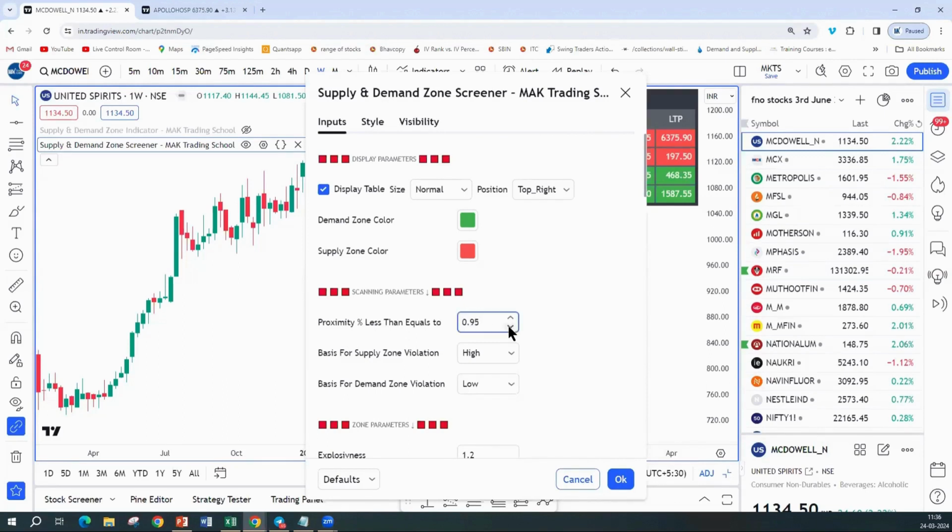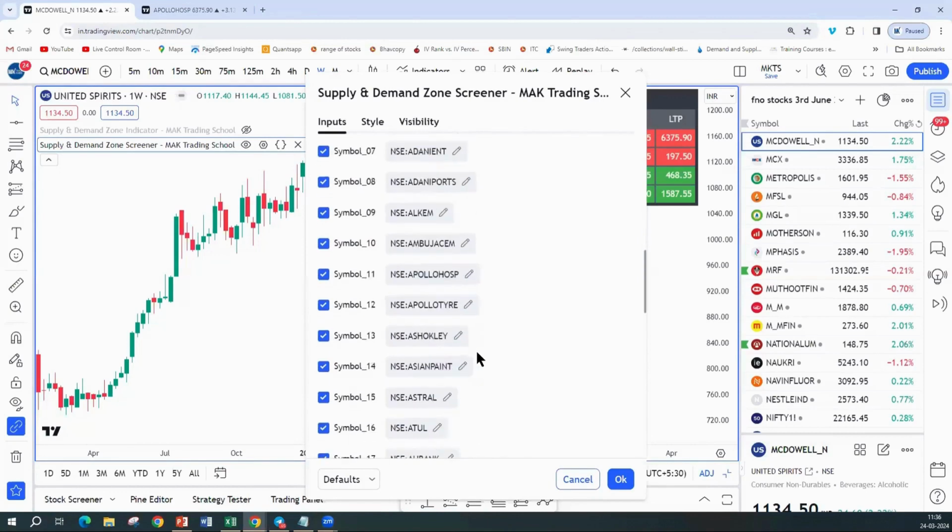You can customize this. If you want a higher percentage, you can change that. If you want a lower percentage, that can be done. 1% is good enough. 1% means it is near supply or near demand. If you want exactly inside supply or demand, just make this 0. It will give you only stocks which are already inside supply or demand.